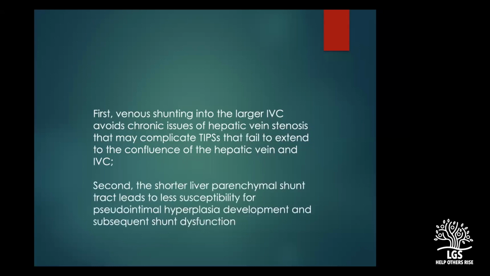And again, the tract is a little short in DIPS. Between the cava and the portal vein, it's a fairly short track. Because the track is short, the patency rate is even higher for DIPS compared to the TIPS procedure because of the short liver parenchymal shunt. So it is less susceptible to any kind of pseudo-intimal hyperplasia.